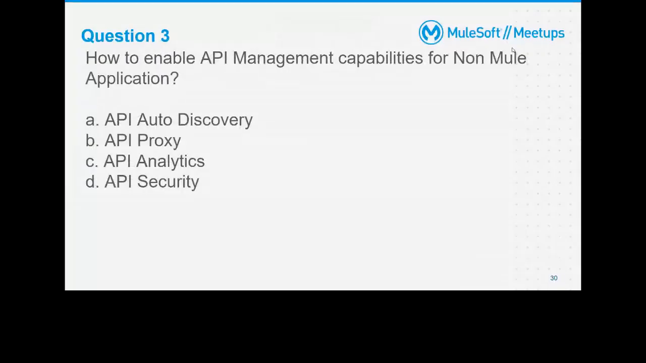How to enable the API management capability for a non-MuleSoft application? API auto discovery, API proxy, API analytics, or API security? The answer is B, API proxy.